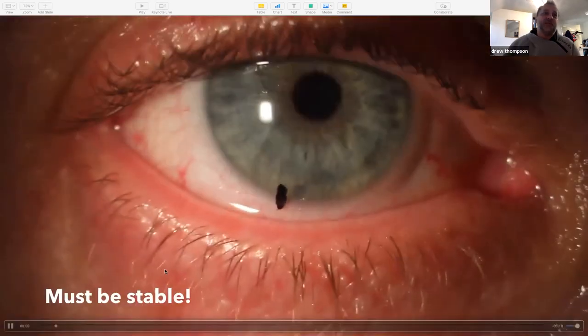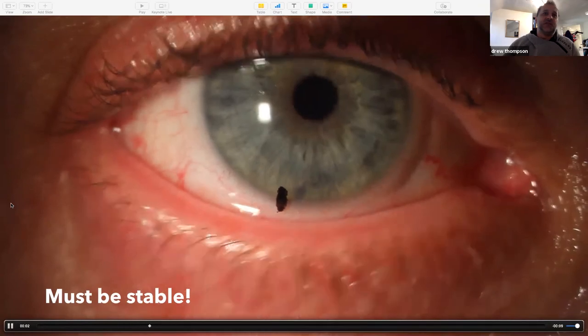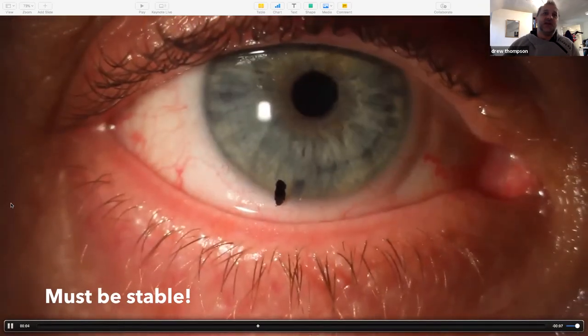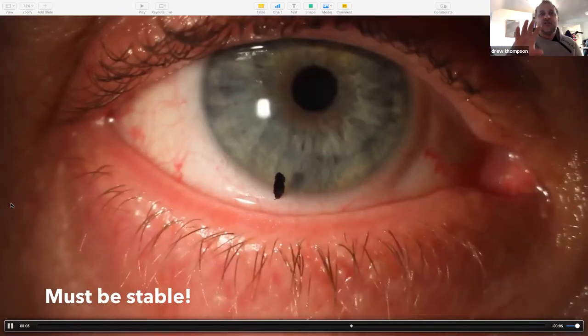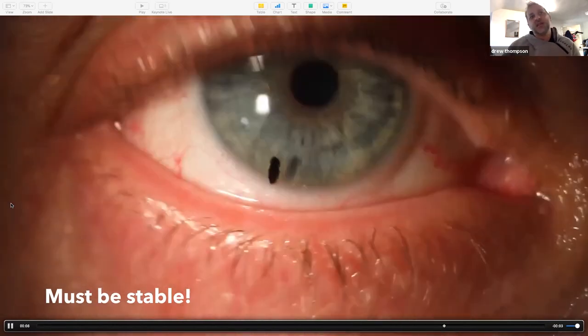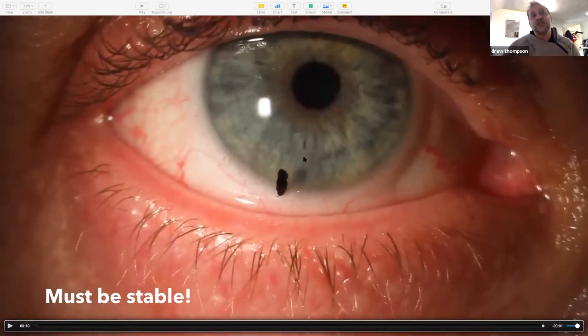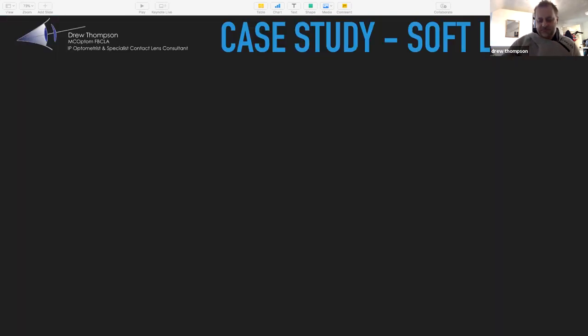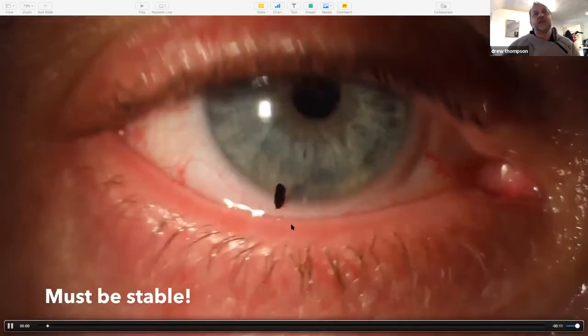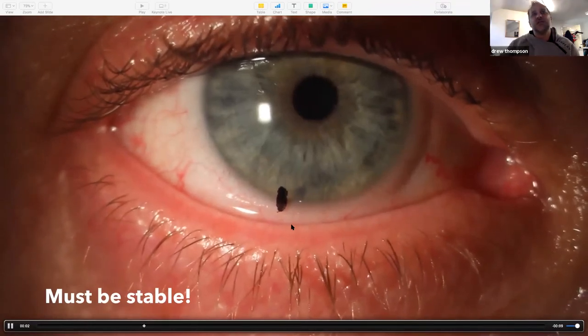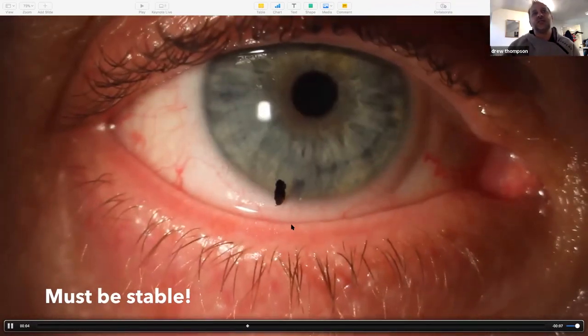The lens must be stable. I see a little picture of a soft lens on a keratoconic eye, and as you can see, there's a bit of vertical movement, but the axis is fairly stable. It's not at 90 degrees, but as long as it stays in that position, then we can compensate the axis on the refractive part of the lens.